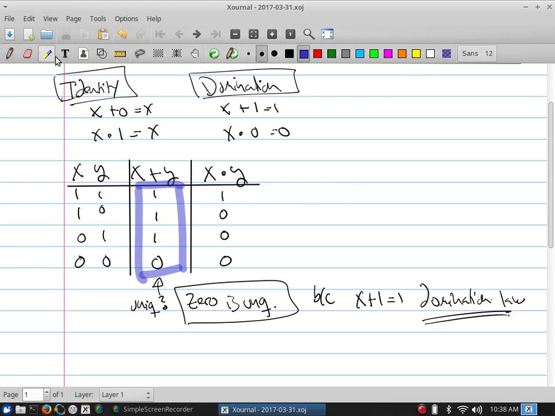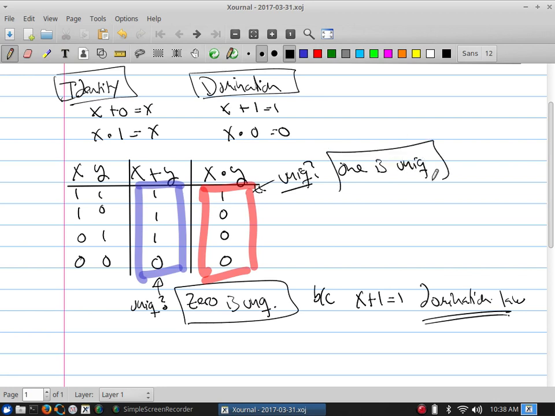On the other hand, if I look at this particular column, who's unique? The one is unique. Why? Because all of them have to be one. Both of those have to be 1 to get 1, because of the domination law. x times 0 is 0, which is a domination law.